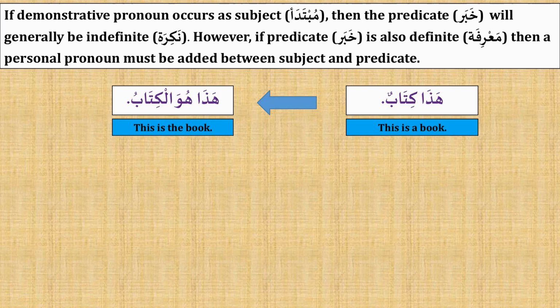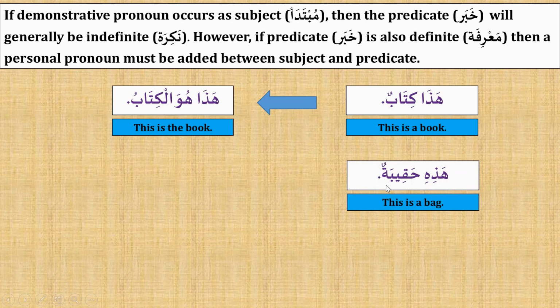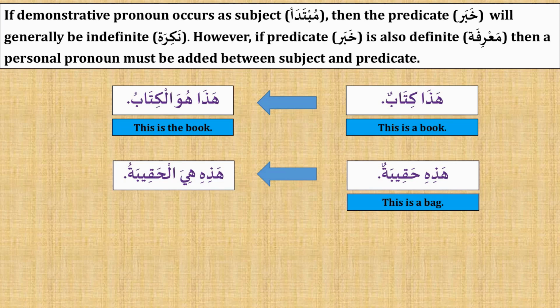We do not need to translate هو, but rather we say in our translation, this is the book. An example for feminine, هذه حقيبة. This is a bag. It will be هذه هي الحقيبة. This is the bag.